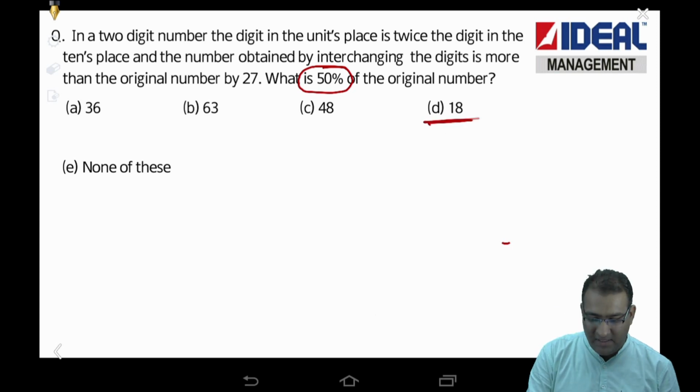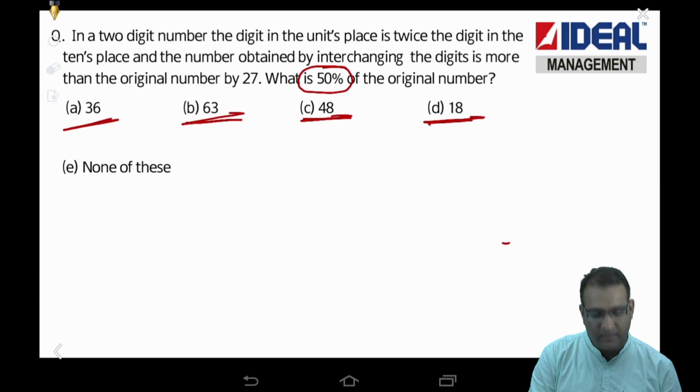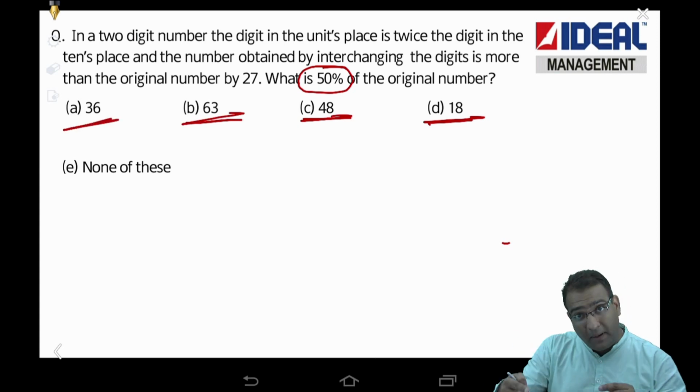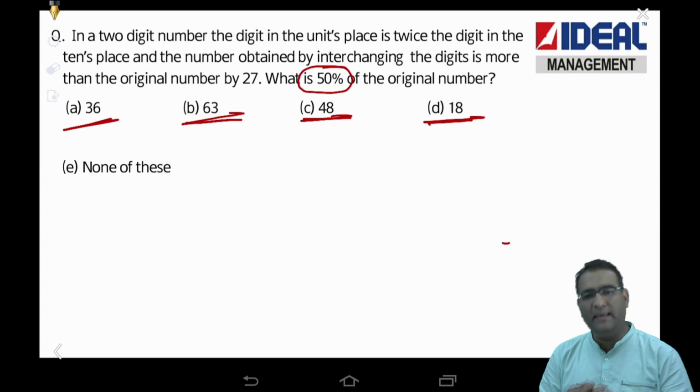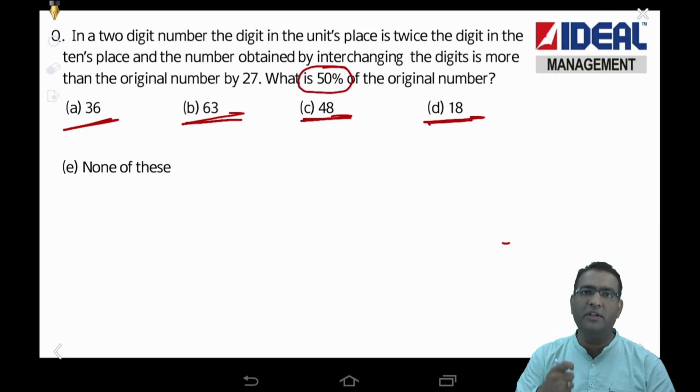Which means this number is 50% of the original number, which means if I double the number, I'll get the original number. Trust me, you understand this. The question is over. At your home, this is what you are supposed to try. Can you try each and every question without using pen?